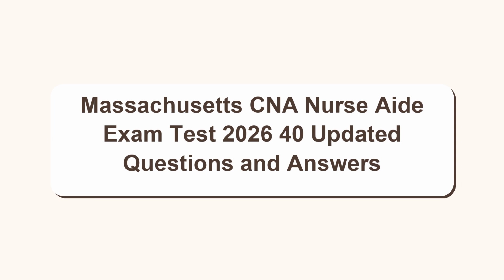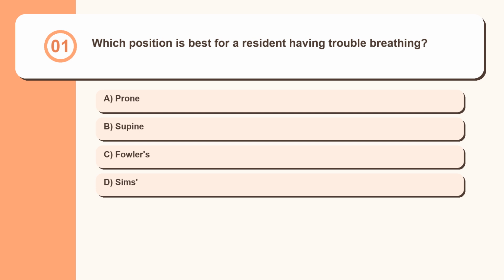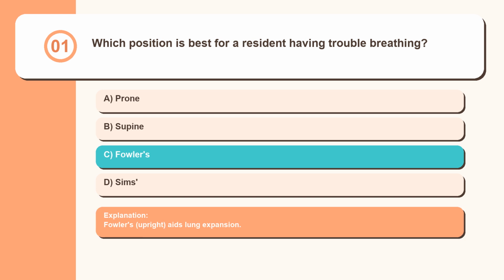Massachusetts CNA Nurse Aide Exam Test 2026, 40 Updated Questions and Answers. Question 1. Which position is best for a resident having trouble breathing? Prone, supine, Fowler's, Sims. Fowler's, upright, aids lung expansion.